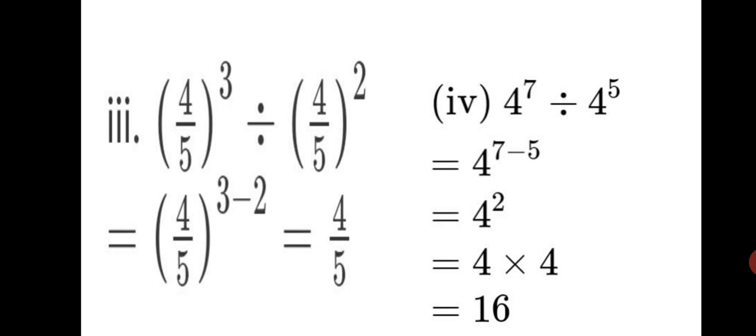Fourth sum. 4 raised to 7 divided by 4 raised to 5 is equal to 4 as it is, 7 minus 5. We subtract the index, you get 4 raised to 2. 4 raised to 2 means 4 multiplied by 4 is equal to 16. So your final answer is 16.